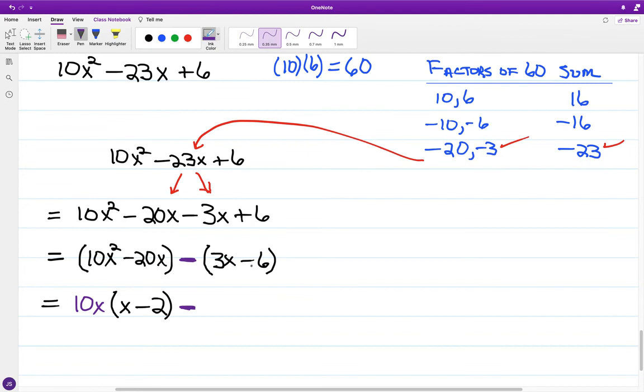Now for negative 3x plus 6, the greatest common factor of 3x and 6 is going to be 3. So I'm pulling out the negative 3, and negative 3 into negative 3x plus 6 is going to be x minus 2. And so for the factors here, notice we have from the groupings that x minus 2 is common, and the other factor is going to stem from combining the terms outside. So you have 10x and negative 3.